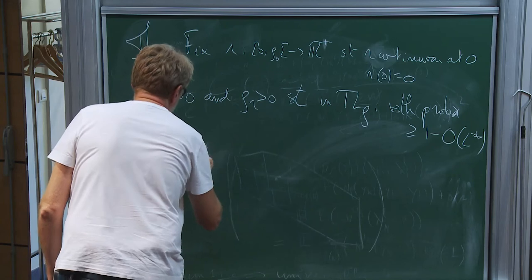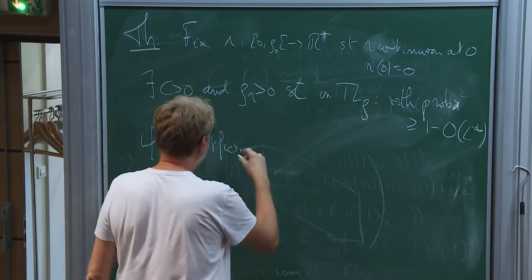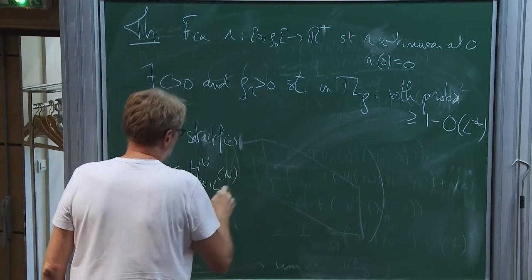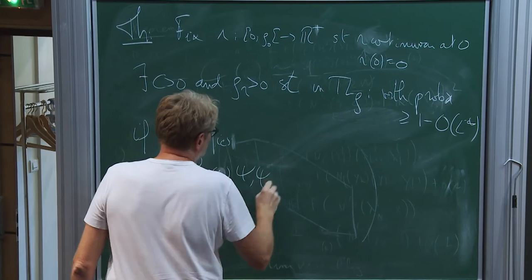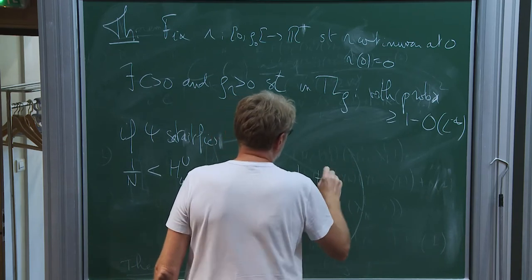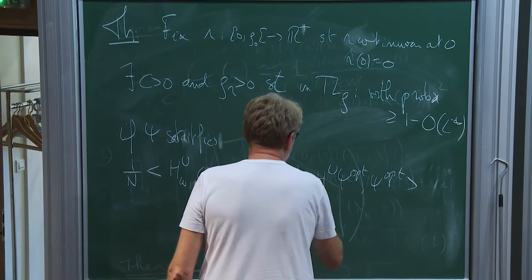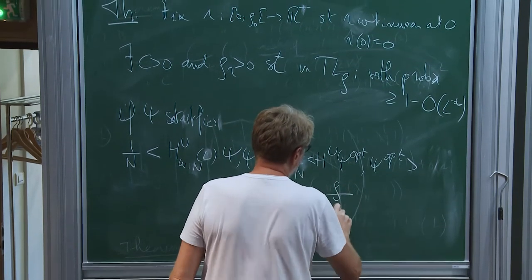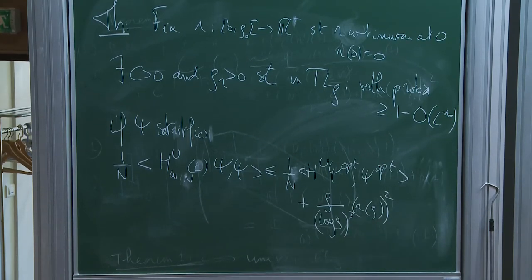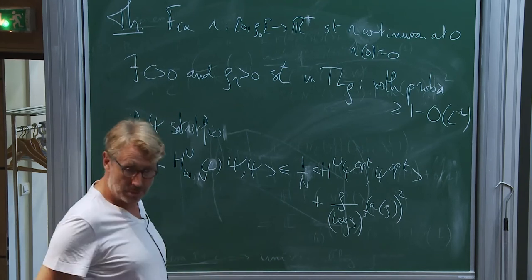If psi satisfies, take any state in the Hilbert space, and assume that it satisfies the following: H U omega L N on psi, divided by N, is less than 1 over N H U on psi opt plus some error term. And what's the error term? The error term is exactly rho divided by log rho cubed times r of rho. Well, you need to put a square. So what do you assume? You assume that you take a state that in energy is below this quantity. So you confine it in energy. Okay, then you get that.